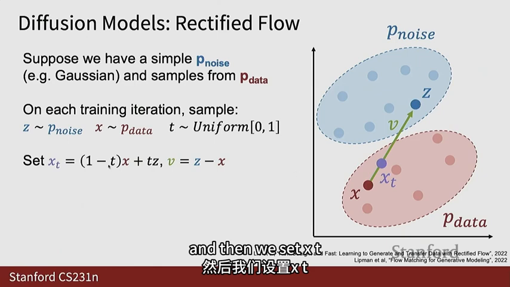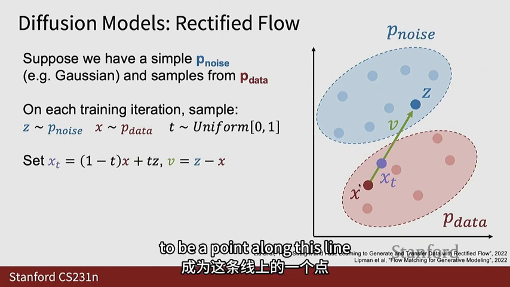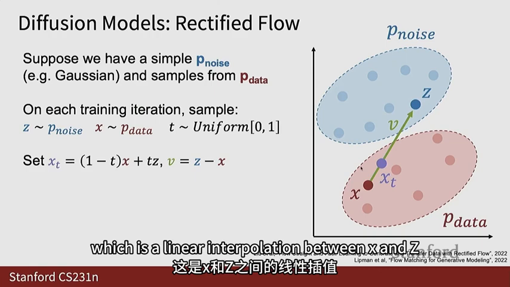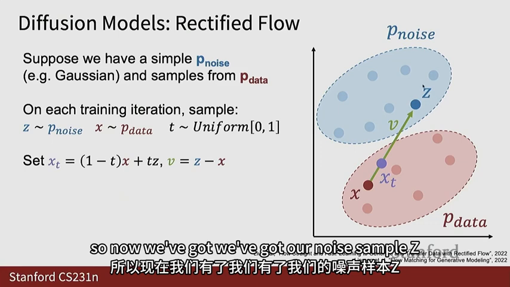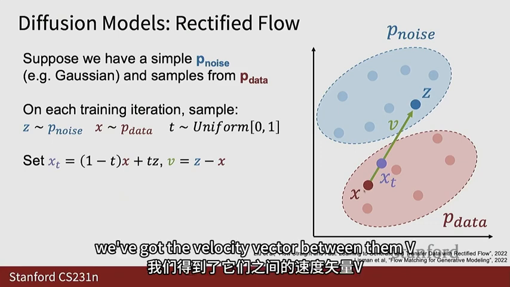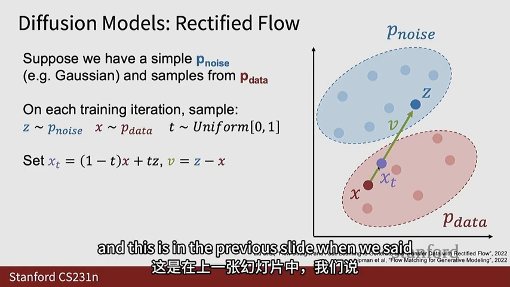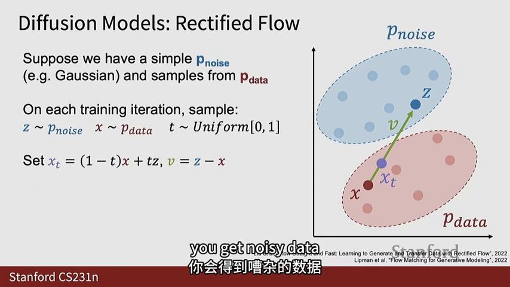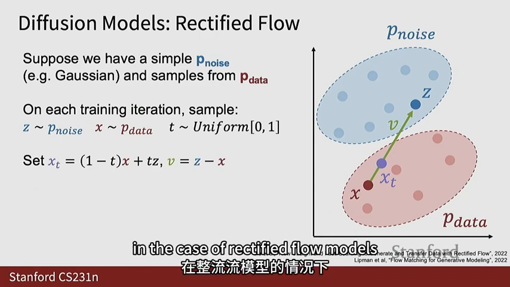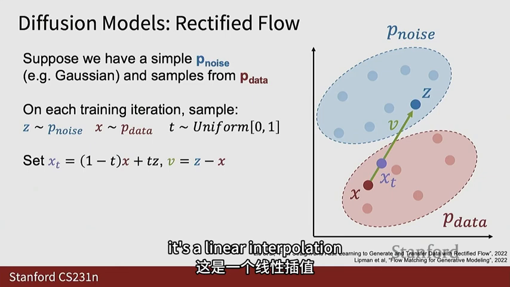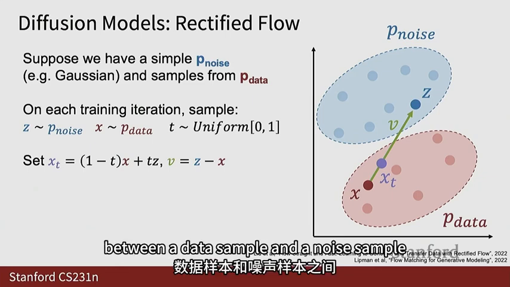This is going to be the velocity of a flow field. And then we set x_t to be a point along this line, which is a linear interpolation between x and z. So now we've got our noise sample z, our data sample x, the velocity vector between them, v, and we've picked a noisy version of our data, x_t. In the previous slide when we said get noisy data, this is what that means in the case of rectified flow models.